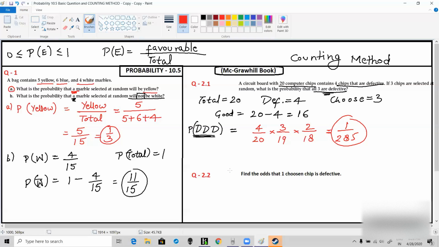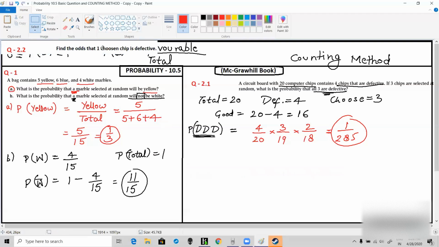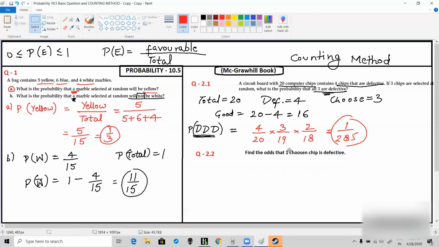Now, the second part of the question, let me just move it a bit up. All right, so now they are saying find the odds. So I'll use the blue color to differentiate. They want me to find the odds that one chosen chip is defective.